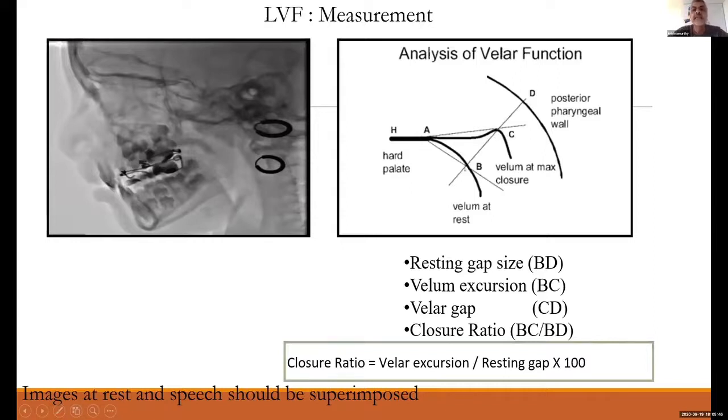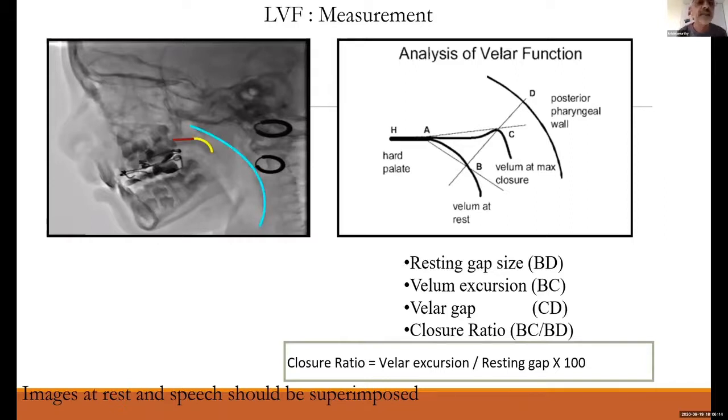And CD is the velar gap. So if you're not getting a complete closure, CD is the gap that is there still after maximum movement. That is when you have velopharyngeal dysfunction. Closure ratio is as simple as BC by CD. So you will get numbers, as I said, from 0 to 1, 1 being normal, 0 being nothing at all. So this is how you analyze. This is from those Somalad articles. Next slide, please.